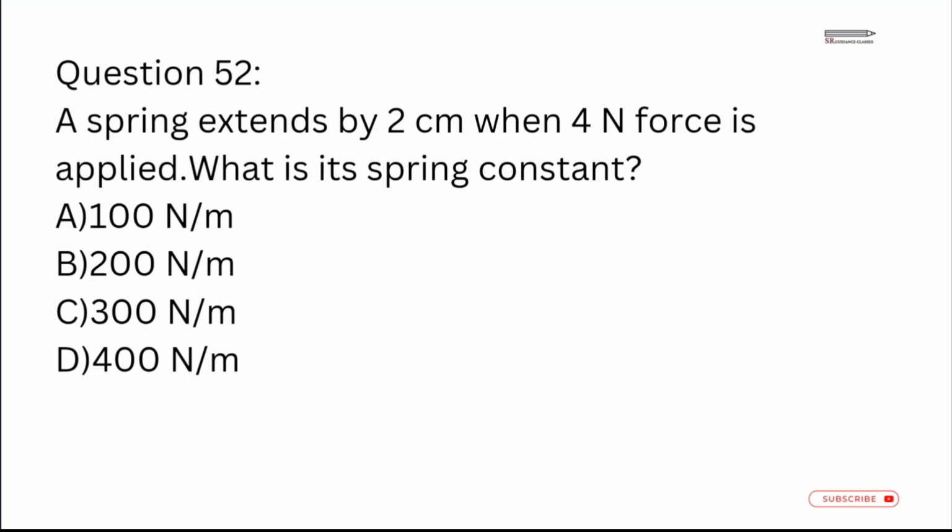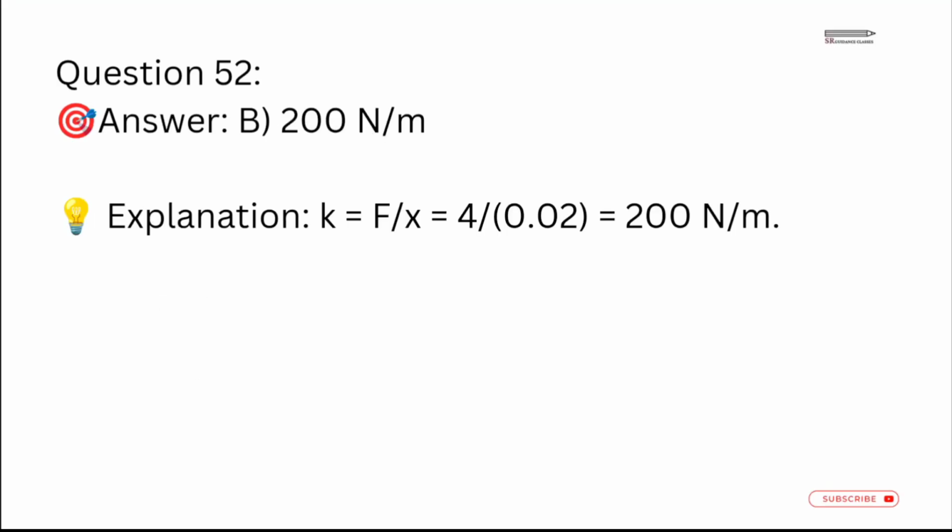A spring extends by 2 cm when 4 Newton force is applied. What is spring's constant? The answer is option B, 200 Newton per meter.